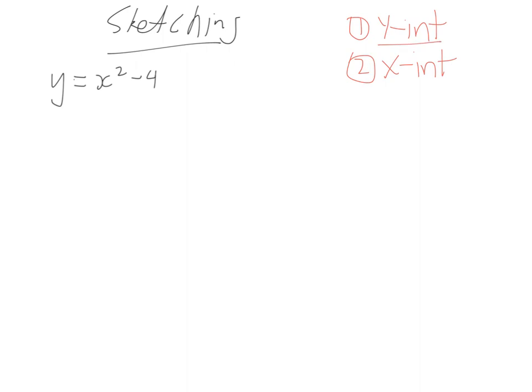because the first one is very easy to find. We let x equal 0, we solve for y. This one, we let y equal 0, and it's a little bit more to it. We may have to factorize, we may have to do a few different things. So that's the order in which you do it. Find the y-intercept first, get yourself something, then find the x-intercept.